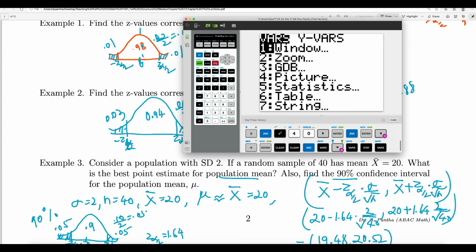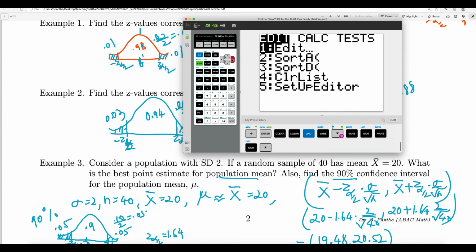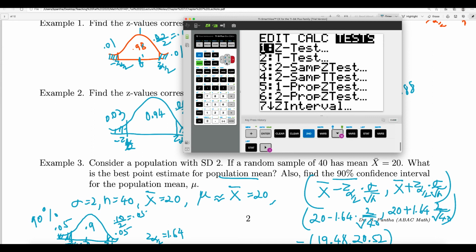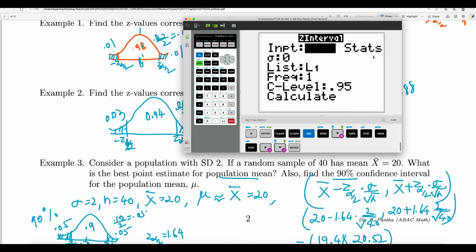So you do stat, go to test, and if you scroll down, you will get Z interval on number 7. So stat, test, and then number 7. If you do that, you will get, do you have data or the statistic? We don't have data here. We have statistic, meaning the sample values are given. So go to the right side and hit enter. That will change to statistic.